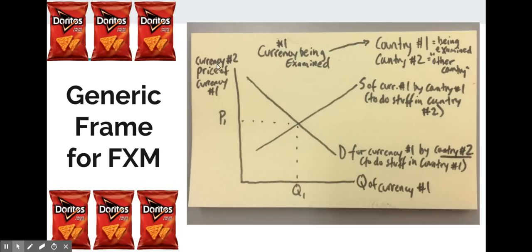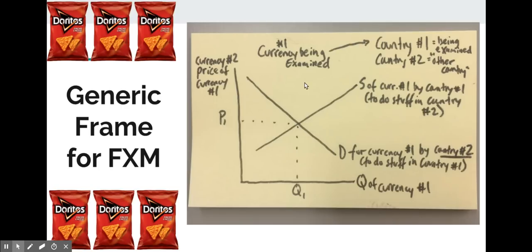So the price, the y-axis, you label it the second country's currency, price of the first country's currency. Basically, how much of country number two's money does it take to get country number one's money? Over here on the x-axis, this is just the quantity of the currency in the country that we're looking at. In our case, country number one.